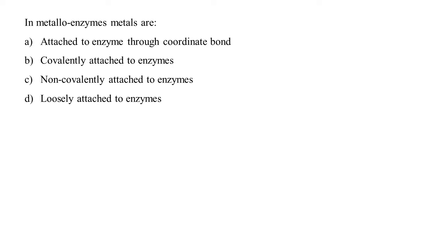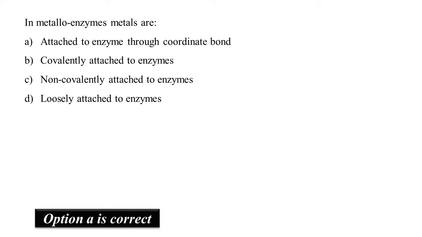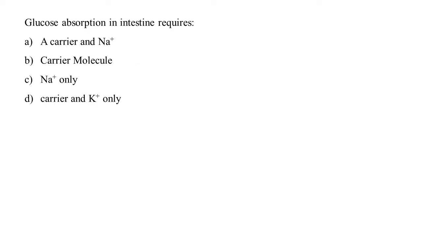One of the peculiar things of metalloenzymes is that at least one of the coordination sites of these metal ions is not fulfilled. It's labile, which is used to interact and orient the substrate molecule. So in the present case, in metalloenzymes, metals are attached to the enzyme through coordination bond, which is A, and hence option A is correct.